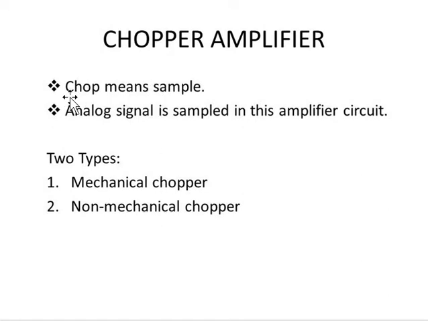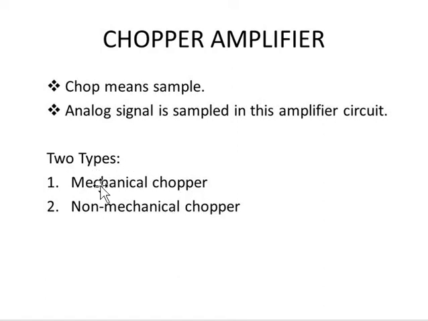Chopper amplifier. Chopper means sampling, as I said. An analog signal is sampled into their amplified voltage. There are two types. One is mechanical chopper, another one is non-mechanical chopper. Okay, so very important point. Please listen to the terminologies: mechanical chopper and non-mechanical chopper.